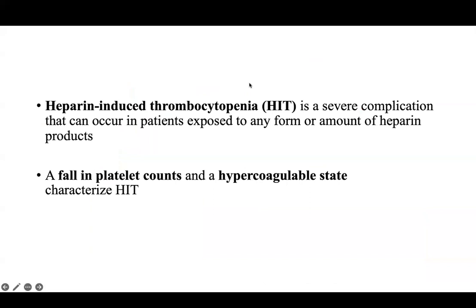Heparin-induced thrombocytopenia is a severe complication that can occur in a patient who has been exposed to any form or amount of heparin products. So it is basically characterized by two things. As the name itself suggests, it is thrombocytopenia, that is the decrease in the platelet count, and also a hypercoagulable state.